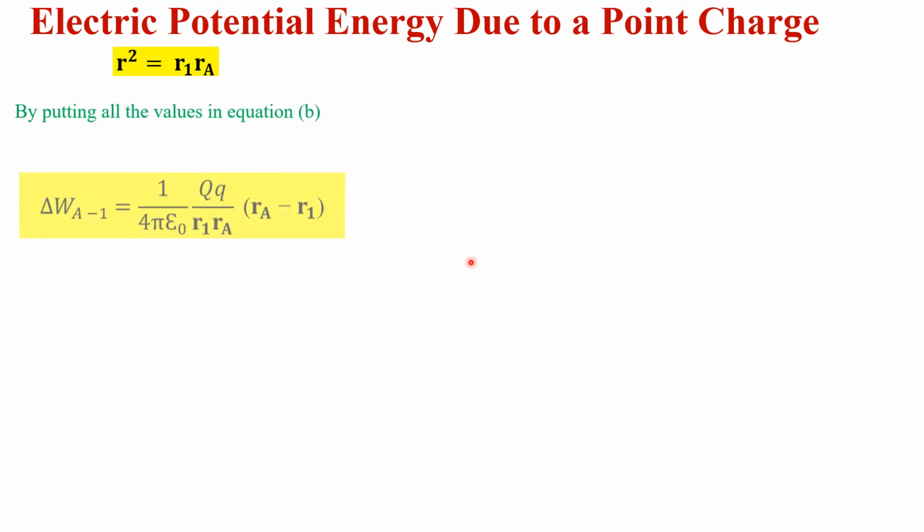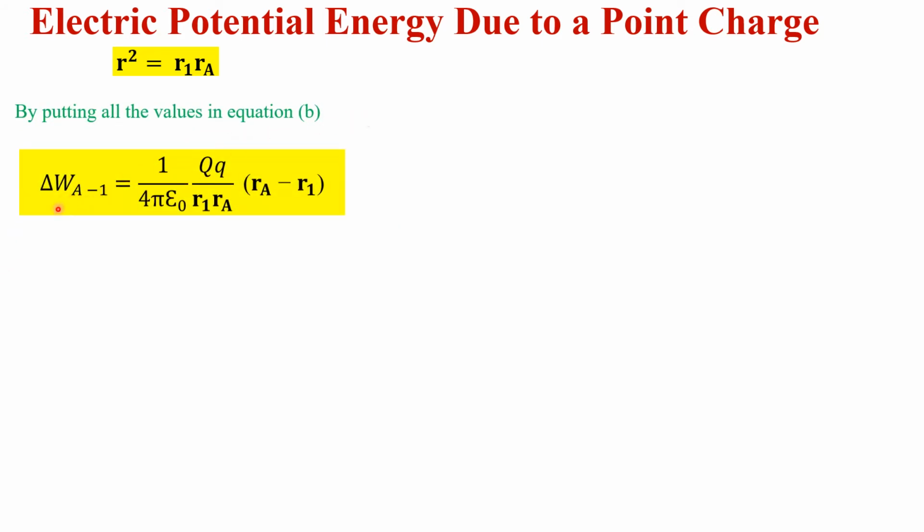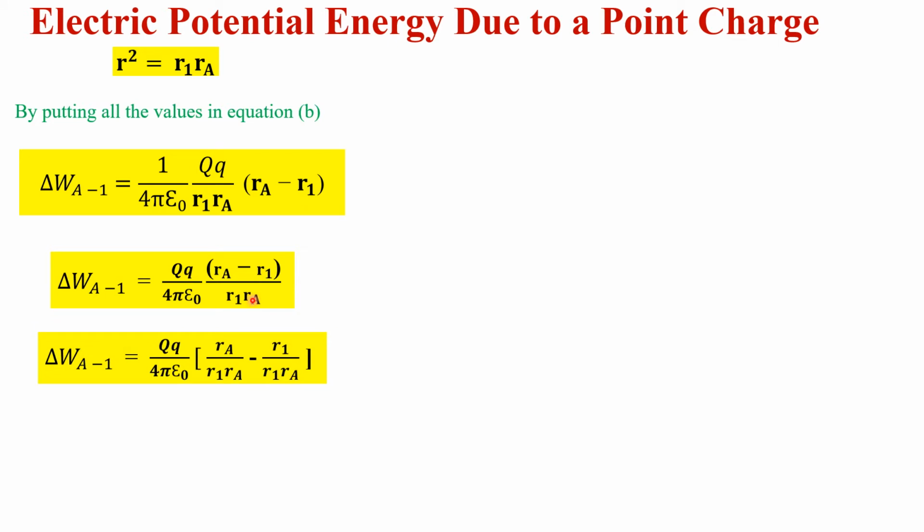By putting all the values in equation number B, we get delta W A to 1 is equal to 1 upon 4 pi epsilon naught Q into Q divided by R1 into RA multiplied by RA minus R1. By separating the denominator and numerator, we get delta W A to 1 is equal to Q into Q divided by 4 pi epsilon naught multiplied by RA divided by R1 into RA minus R1 divided by R1 into RA.